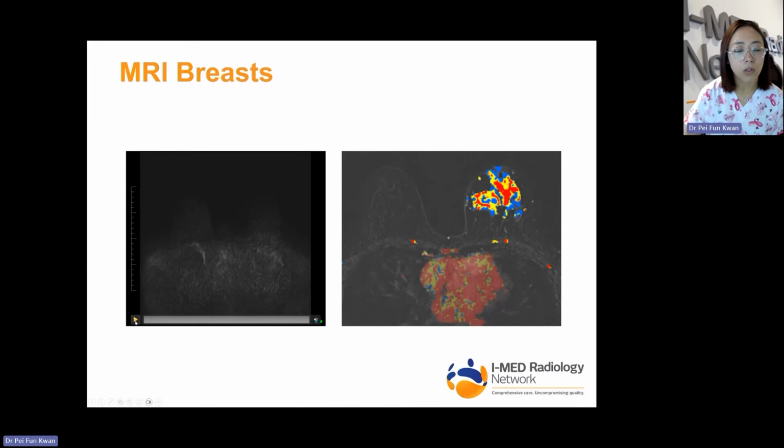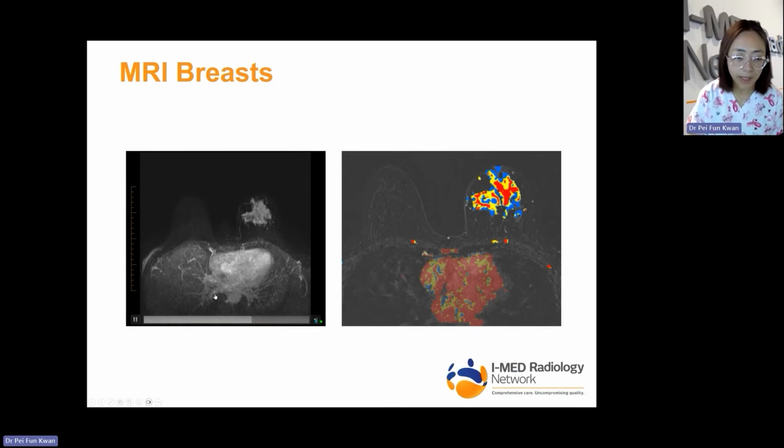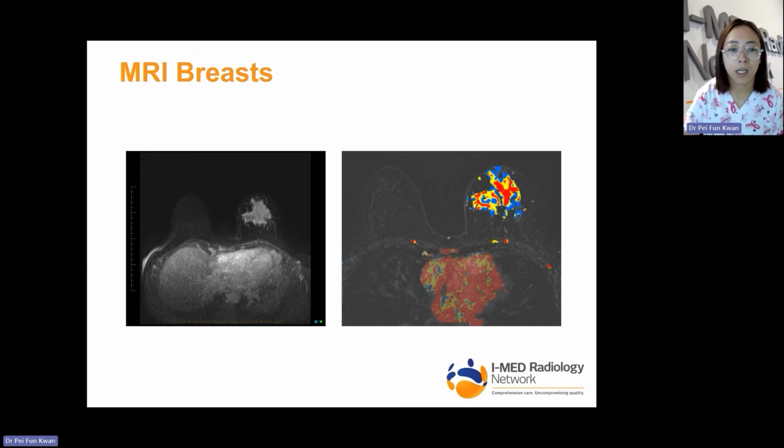And MRI breast also gives us dynamic information. So once we give contrast, we do lots of scanning to see how fast the cancer enhances, and we can map out how the contrast retains in the tumor or washes out. And we get a lot of information on MRI breast, and it is a fabulous test.